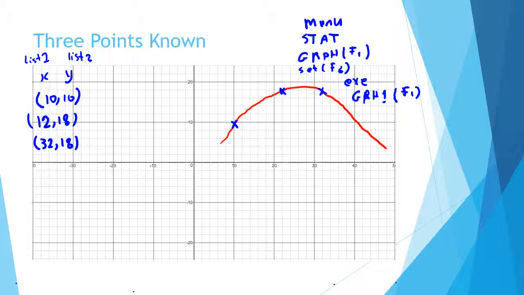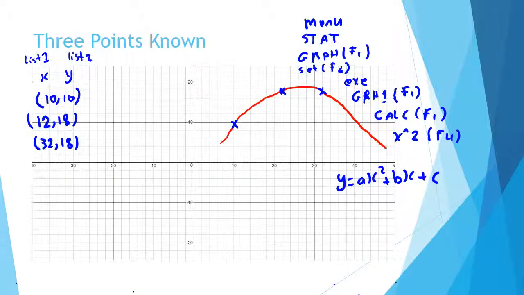Then you're going to press calc, which is F1 again, and choose x to the power of 2, which is F4, because you want quadratic. Then x to the power of 2 will give you an a value, b value, and c value. The main formula is ax squared plus bx plus c, which is just the format of the quadratic. So you're going to substitute the a value, b value, and c value.